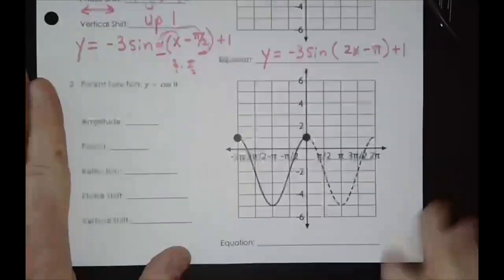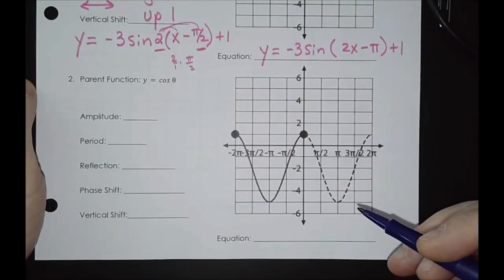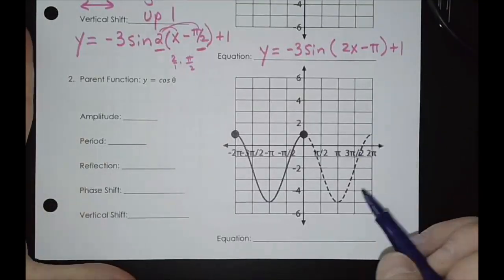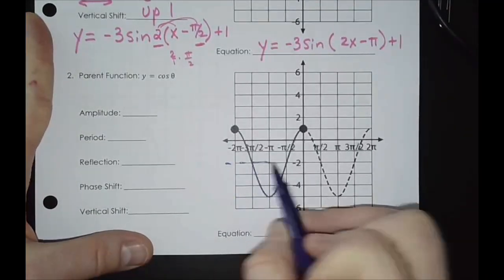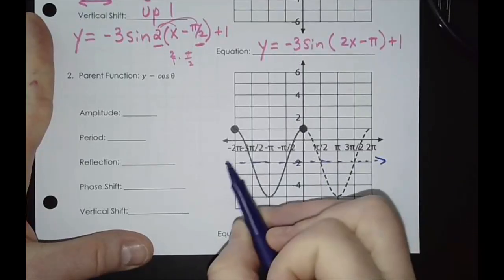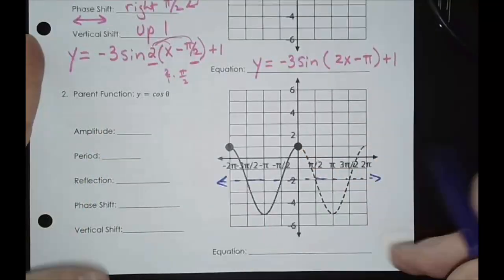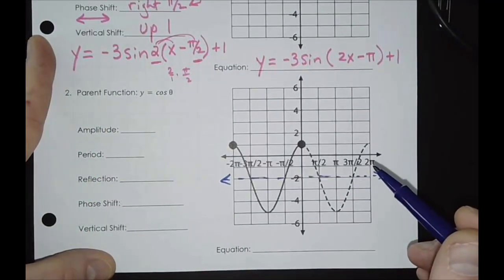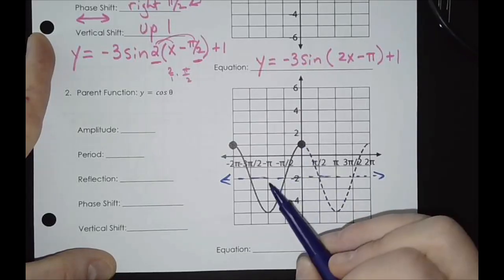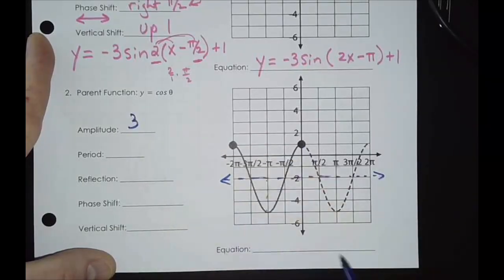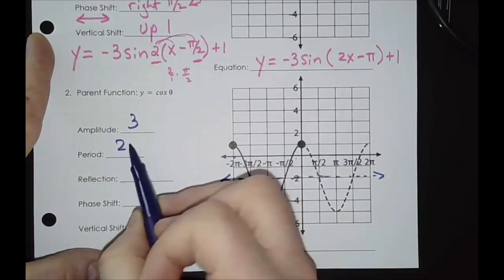All right, cosine. Cosine, you ready? Amplitude. Well, where's the midline in this one? It's not as obvious. Negative 2. Negative 2 is your midline. So amplitude. Amplitude is going to be what? 3. It goes 3 up from the midline, 3 down. So the amplitude is 3. Period length. 2 pi.